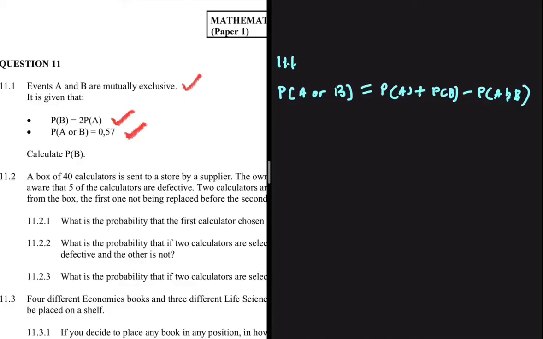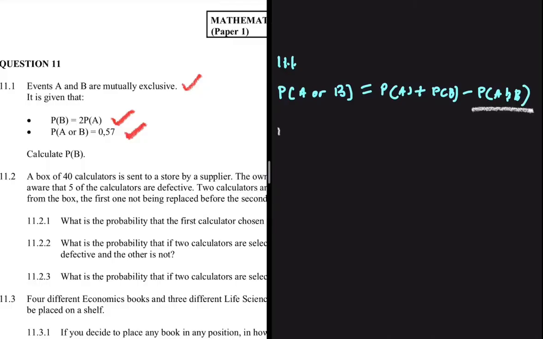We have the probability of A and B. If two events are mutually exclusive, then the probability of A and B occurring at the same time is 0. If two events are mutually exclusive, they cannot occur at the same time. For instance, it cannot rain and not rain at the same time at the same place. It is not possible. Those two events are mutually exclusive. It's like you cannot pass and fail at the same time. It's either you passed or you failed. They cannot occur at the same time.